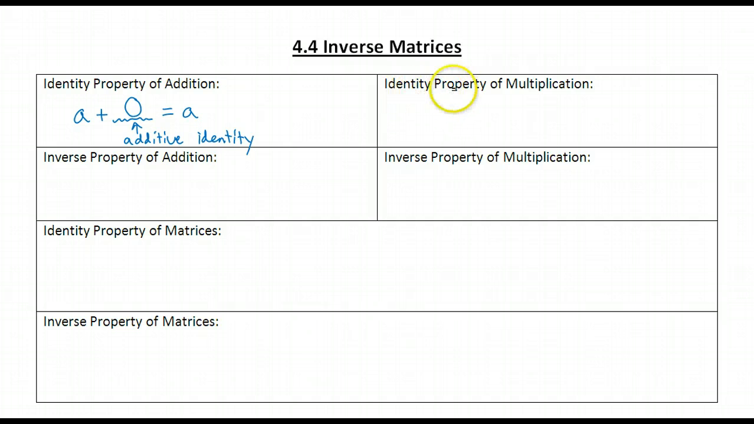The identity property of multiplication works the same way. I'm going to start with A, and I'm going to get A for an answer, but instead of adding something, I'm going to multiply something. So A times something gives me A for an answer. In the multiplication world, I need to multiply by 1. So 1 is the multiplicative identity.